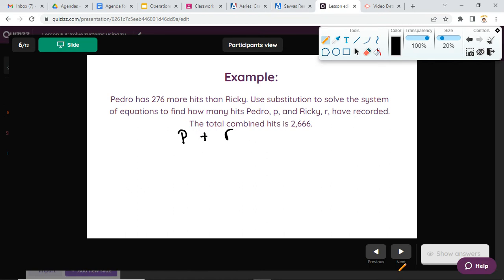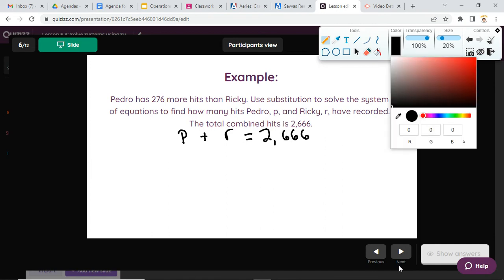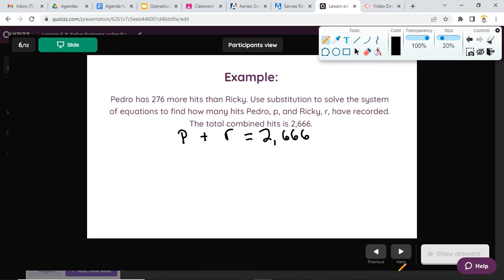That means if I add together the number of hits Pedro has with the number of hits Ricky has, I should get 2,666. It also tells me that Pedro has 276 more hits than Ricky. Or I can write the amount of hits Pedro has as equal to Ricky plus 276. Now I have a system of equations and I could solve for both my variables p and r. So notice it tells me p is equal to r plus 276, right?